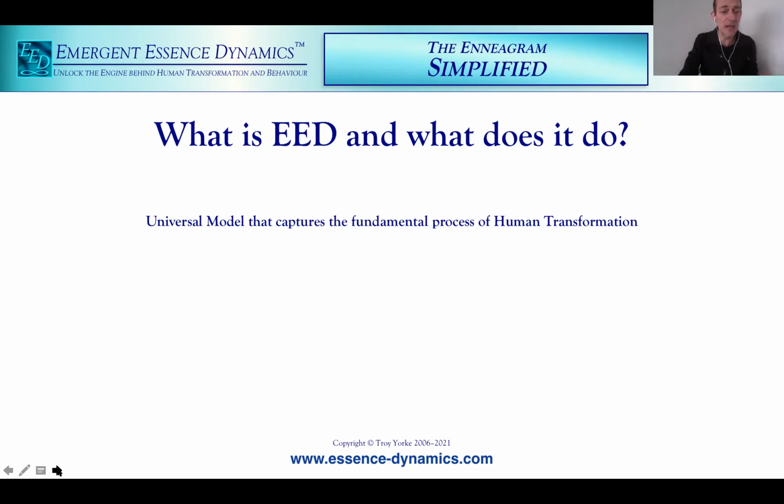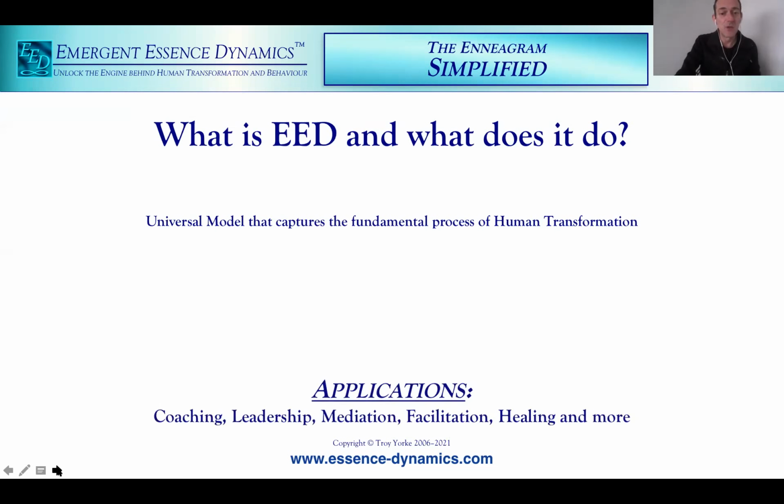So how do we discover patterns? It's through behavior. So emergent essence dynamics is all about behavior and where the behavior is coming from. That can be from pattern and then from essence. And all of these patterns are leading us into essence. So this is why we're looking at Enneagram. It's one way to look at how are we trying to access essence through patterns. So this is applicable to coaching, leadership, mediation, facilitation, healing, and more. And it's especially great for personal growth.